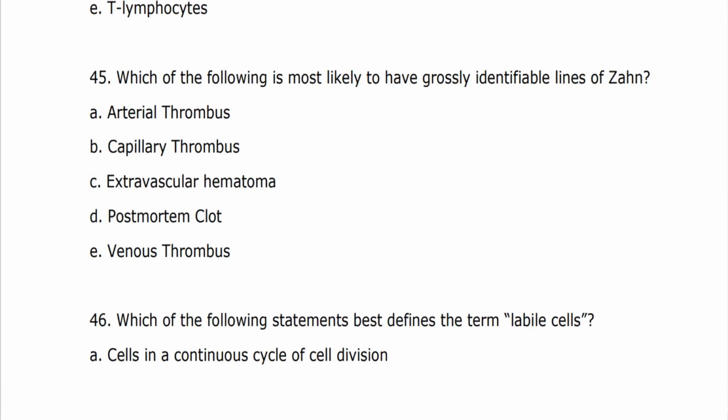Question number 45. Which of the following is most likely to have grossly identifiable lines of Zahn? Lines of Zahn are alternating lines: a red area filled with red blood cells, and then a paler area filled with platelets and some fibrin. You see this kind of thrombus if it is formed within the heart or in the aorta, so that's more of an arterial thing. So that is what we're looking for, arterial thrombus. Capillary, extravascular, hematoma, postmortem, and venous will not be our answer.